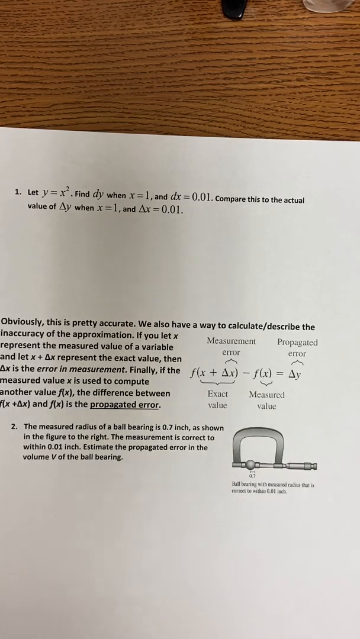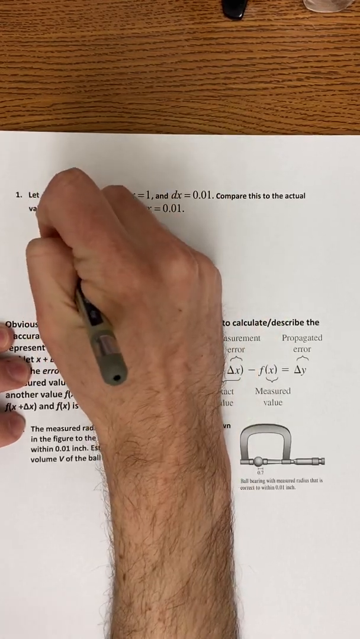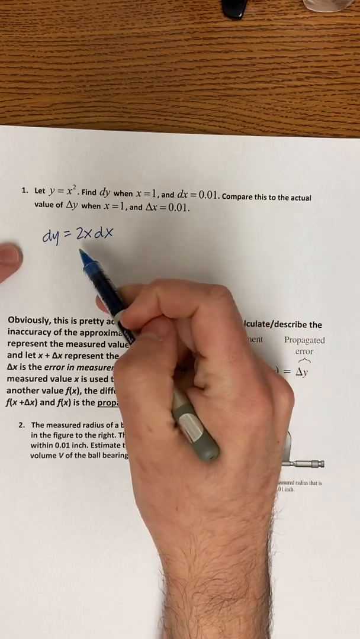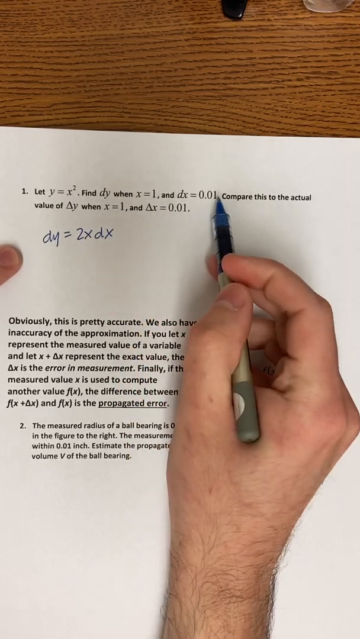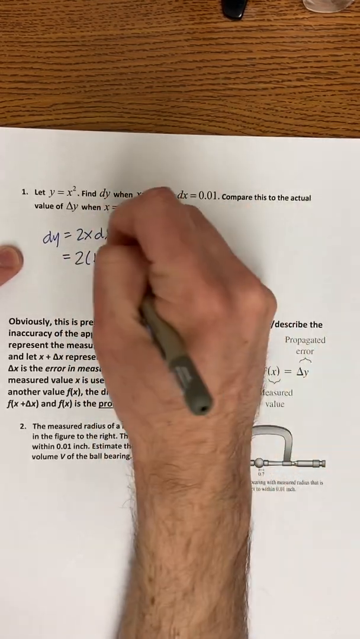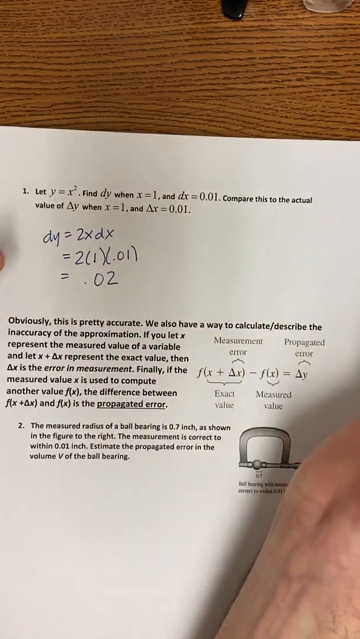So let y equal x squared. Find dy when x equals 1 and dx equals 0.01. Compare this to the actual value of delta y when x is 1 and delta x is 0.01. So what is the derivative of y? dy equals 2x dx. We just take the derivative. Now what is dy when x is 1 and dx is 0.01? Well, that would be 2 times 1 times 0.01, which is 0.02 by my math.